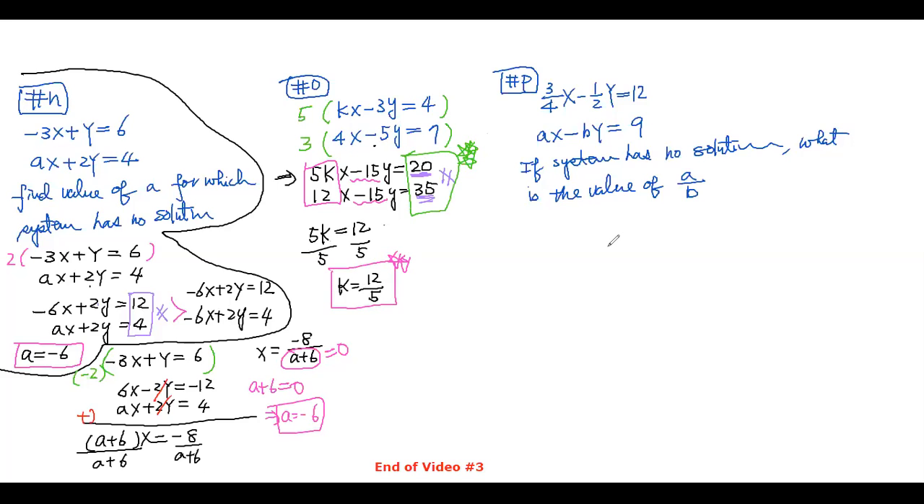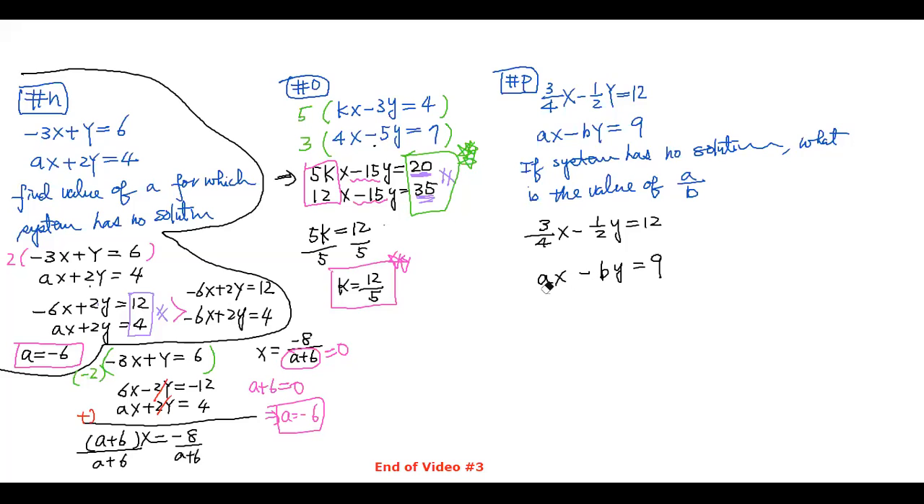Okay, so now let's take a look at the last one here. The last one is an interesting one also. So here you have 3/4 x minus 1/2 y equal to 12, and ax minus by equal to 9. All right, so I want to see if there's no solution. Now, what is a over b? Well, I need to solve for the a and b here, right?